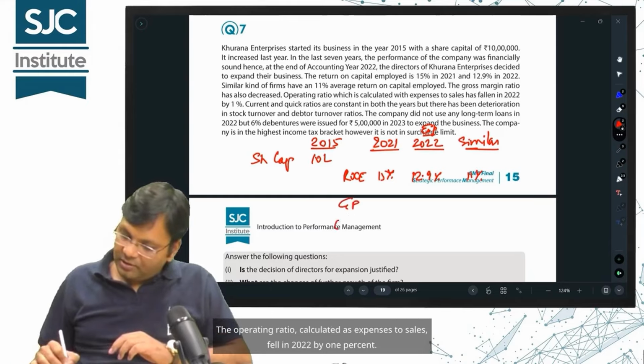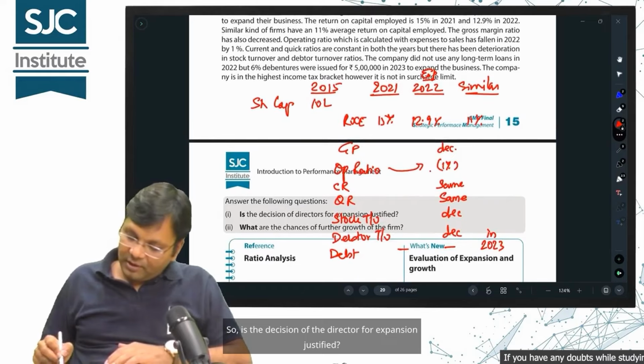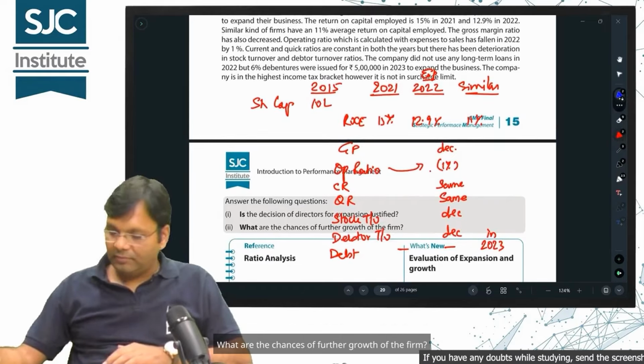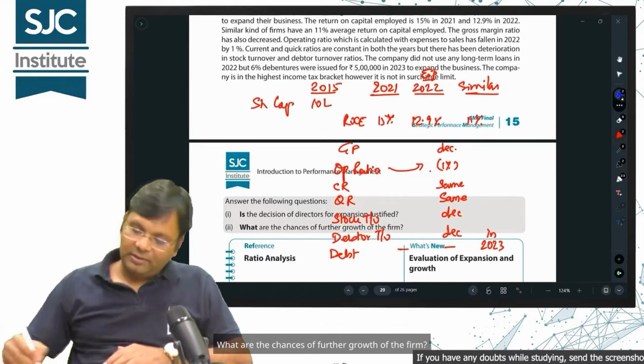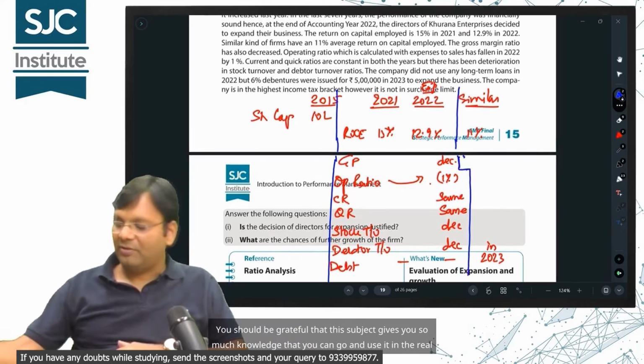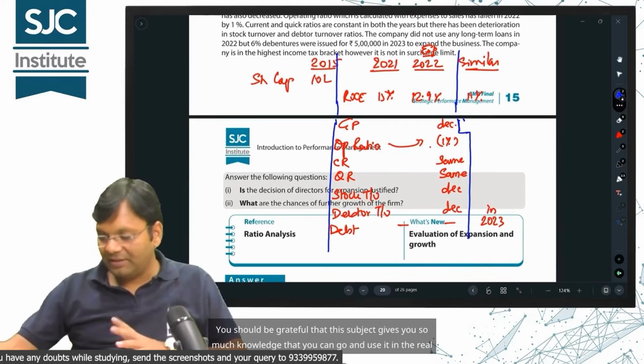So, is the decision of the director for expansion justified? What are the chances of further growth of the firm? See, you are an intermediate student only. You only need to calculate the ratio or say if it increased or decreased. The full analysis is in the final level. This subject teaches you something. You should be grateful that this subject gives you so much knowledge that you can go and use it in the real world.